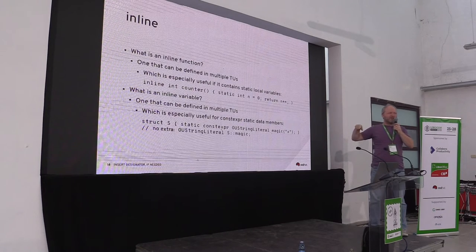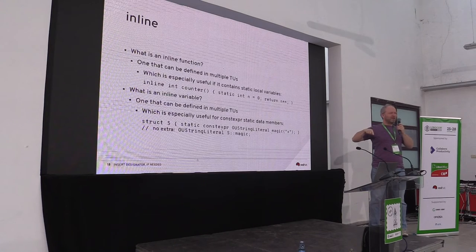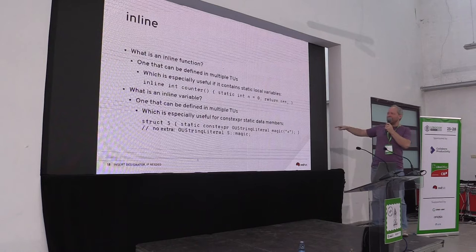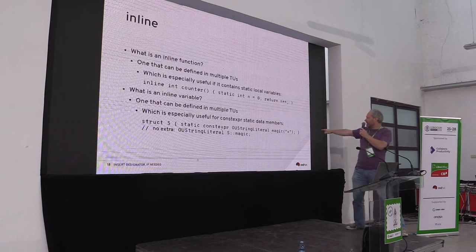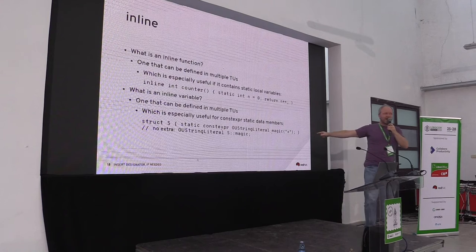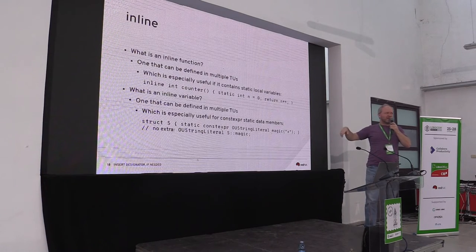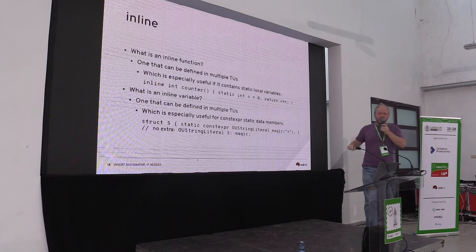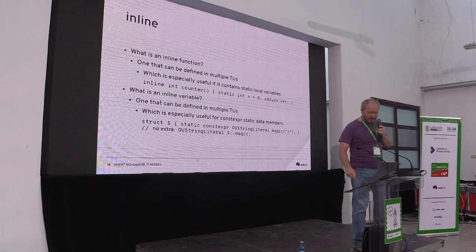And inline variables are new in C++17, so before that they were not inline variables, but they behaved slightly differently, which you see on the next slide. With an inline variable, this one is the definition already. So you don't need an extra definition for the memory that this variable might need, because the compiler now takes care of that, the same way as for the functions.